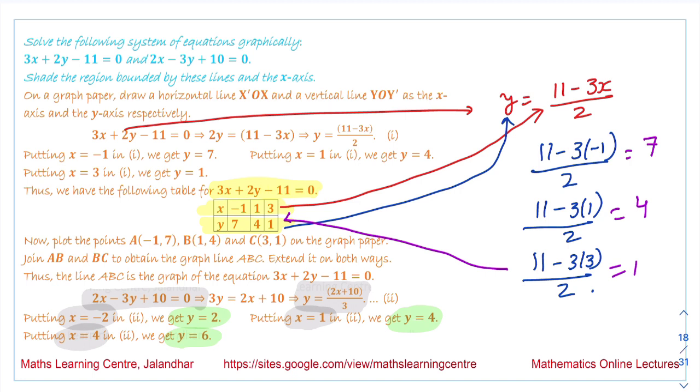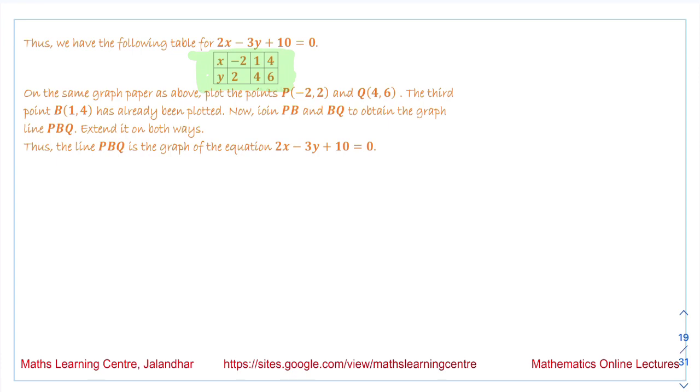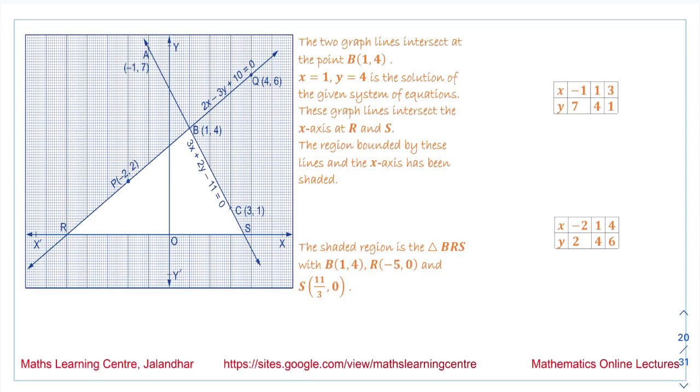Now what we have to do is plot these points on the graph. The first point we have is minus 1 comma 7. So minus 1 comma 7 is over here. This is the point A we have marked. Next is 1 comma 4. 1 comma 4 is the point over here. This is the point B we are talking about.